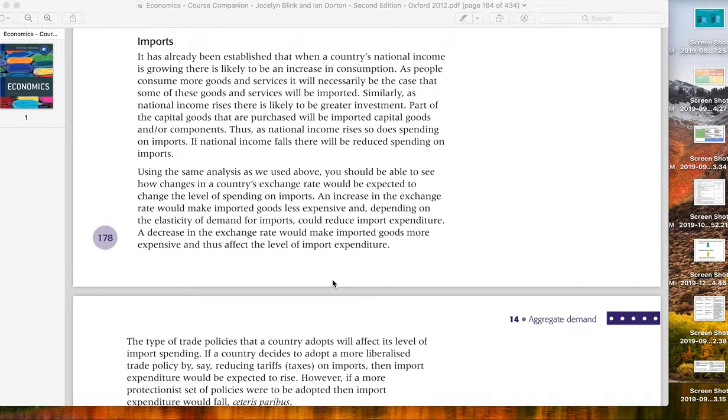Similarly, as national income rises, there's probably going to be more investment, because once again, there needs to be more output, so companies are going to invest. So goods will be purchased from imported capital goods and or components, like supplies from abroad, raw materials from other countries, that could create an increase in imports. The national income rises, so does spending on imports. If the national income falls, then there'll be reduced spending on imports. Got it? So national income is actually impacting almost all of the different variables.